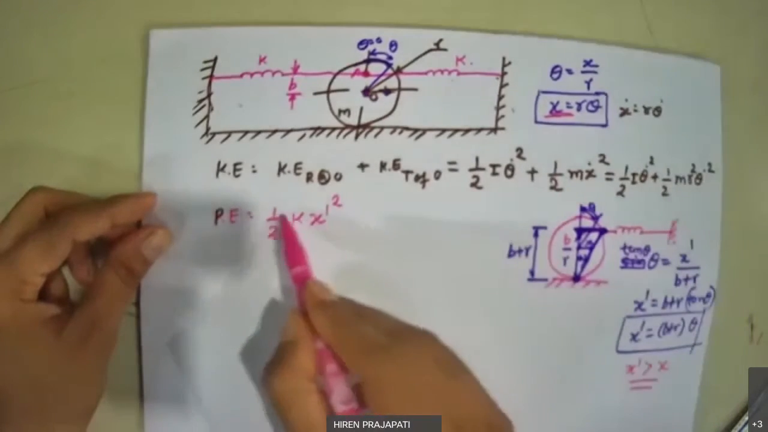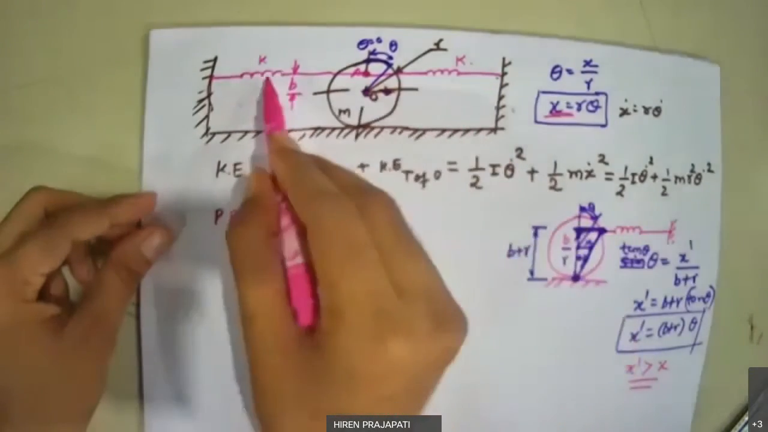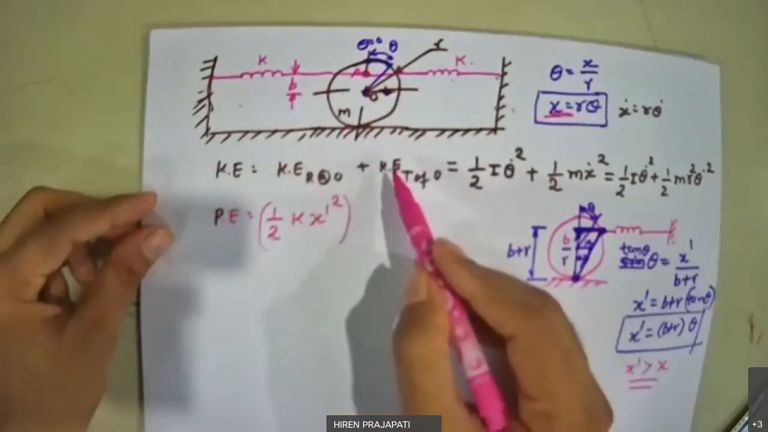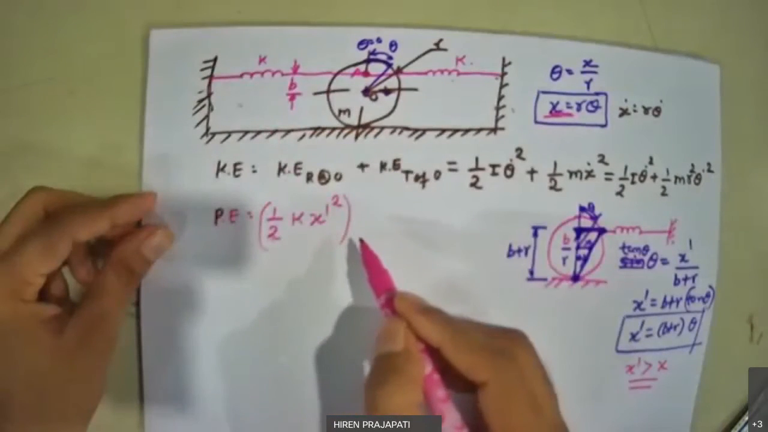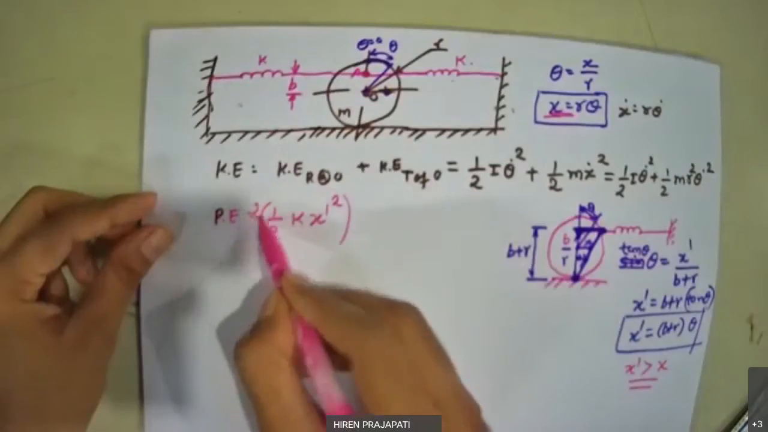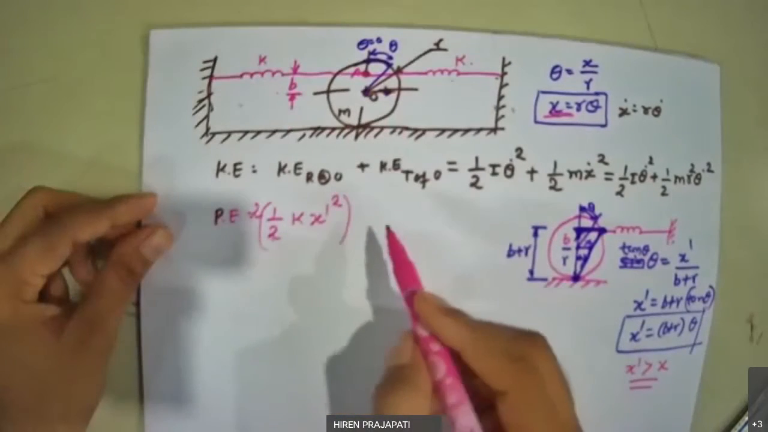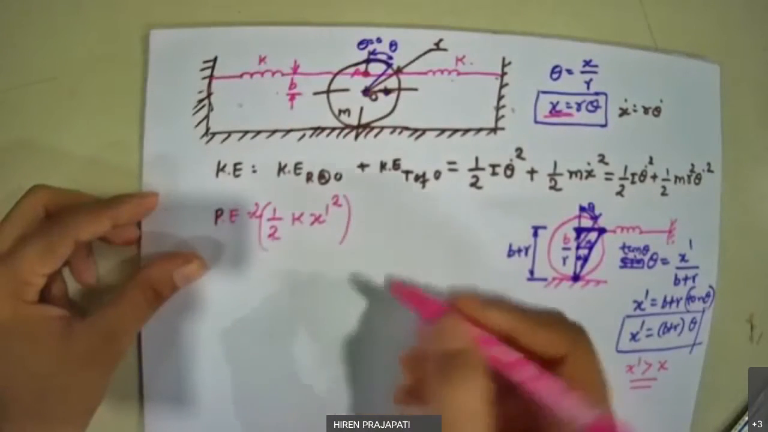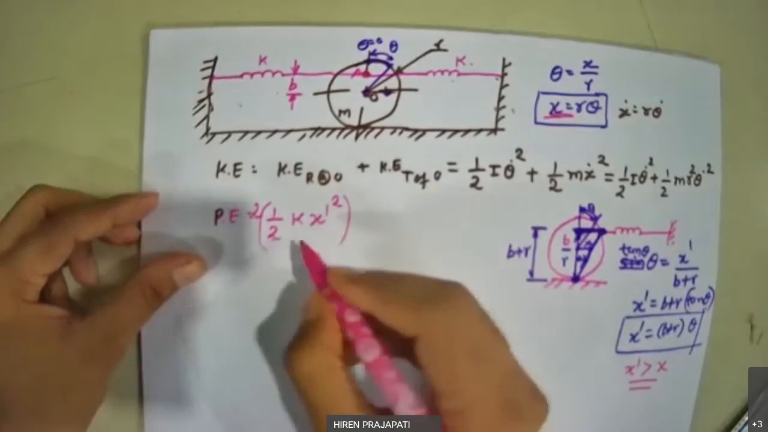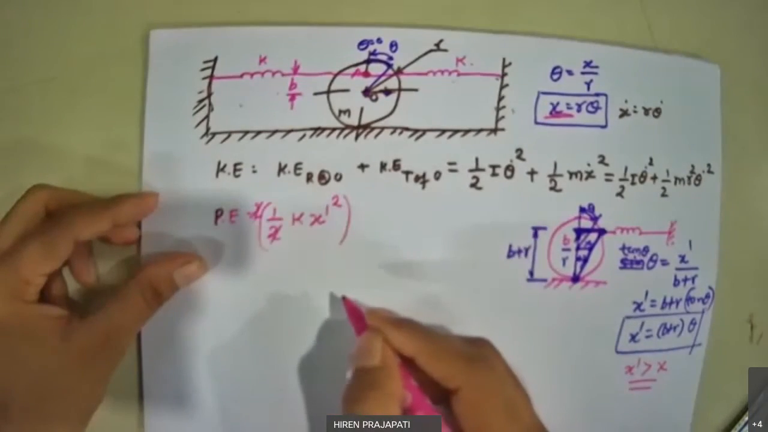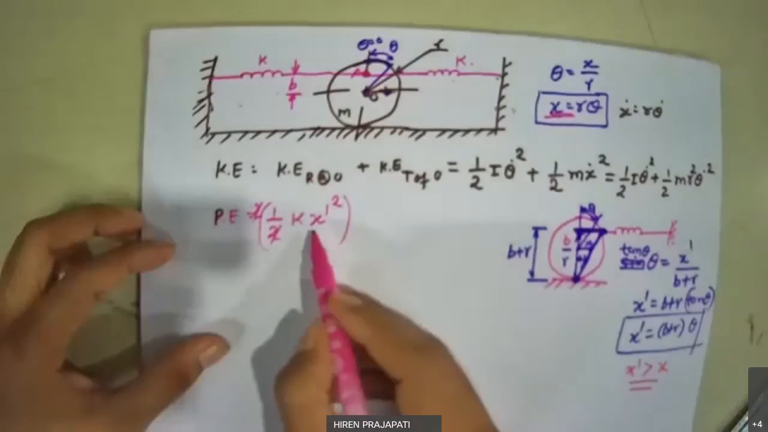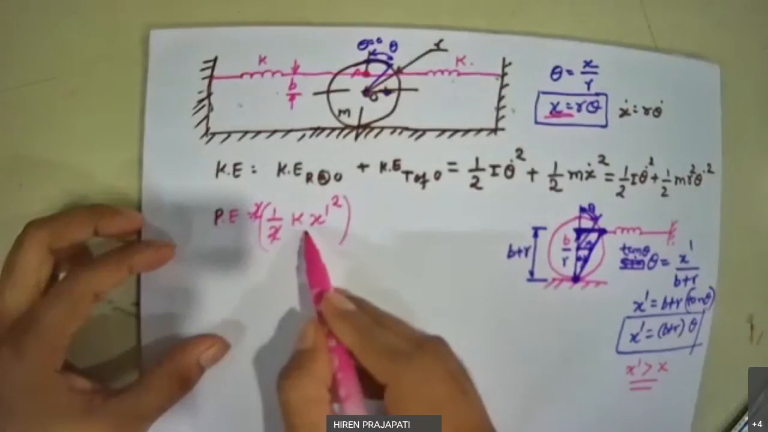Okay, so this is for one spring only on this side, but the other spring is also elongated by the same distance, so that will also store some potential energy. So I consider 2 times here because 2 springs are there. So 2 times 1/2 k x dash square, right? So the 2 will be cancelled out, and now we get the final potential energy equation, k x dash square.